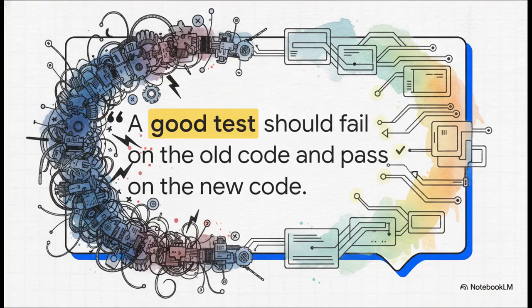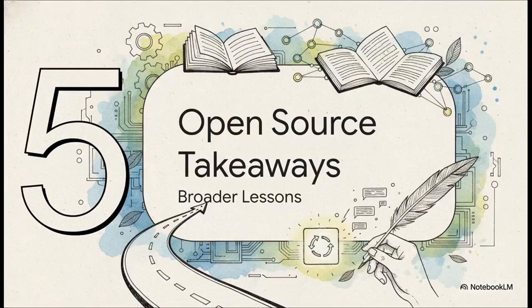And this leads us to a pretty profound realization. A good test should fail on the old code and pass on the new code. I know it sounds super obvious, but it's absolutely crucial. If a test passes vacuously by accident on the old code, it isn't actually testing anything real. You need that contrast. You literally need to prove that the old logic explicitly fails the scenario your new logic so elegantly handles. Section 5, Open Source Takeaways.